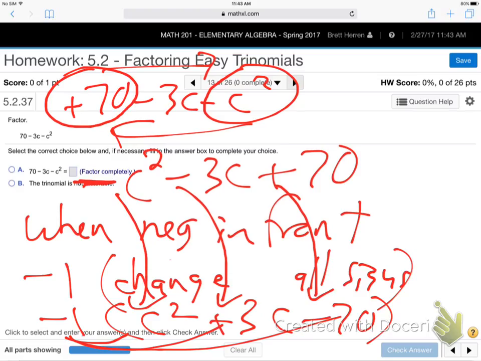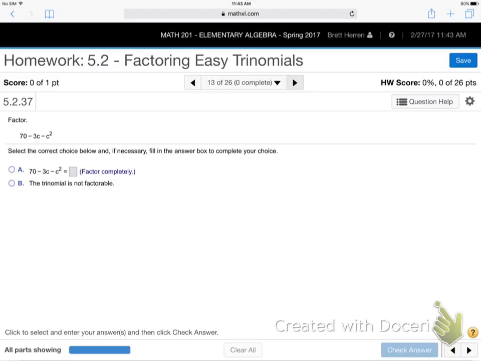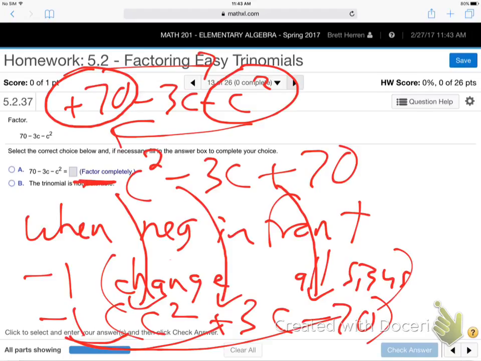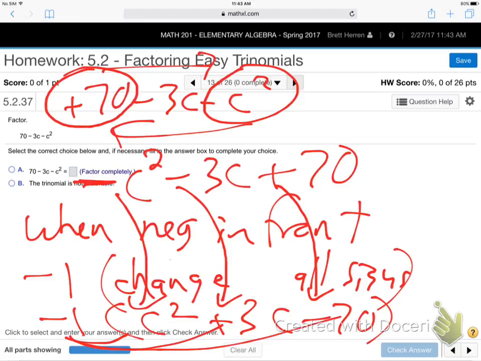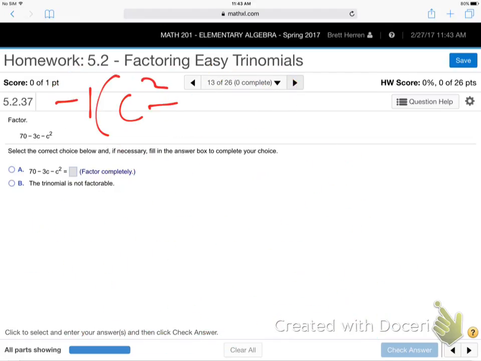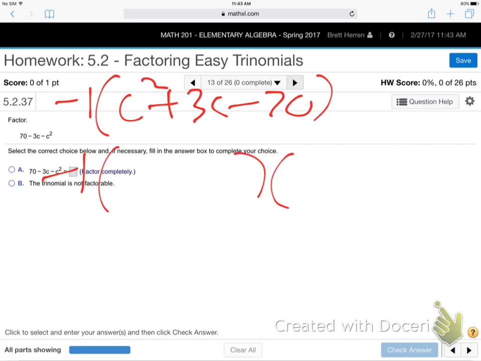Now, we're not done. I'm running out of room, so I'm going to go to a new screen here. But we've got to do the two parentheses thing now. So what was it we had? -1 times c squared plus 3c minus 70. Now that -1 just stays in the front, just like when we put an x in the front or anything else, it has to be part of the final answer. And then you know what to do from here, right? Do the FOIL thing.